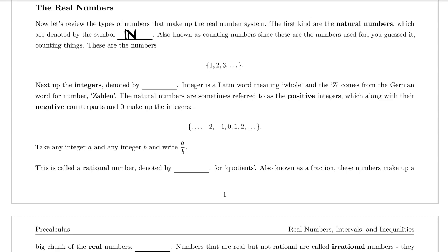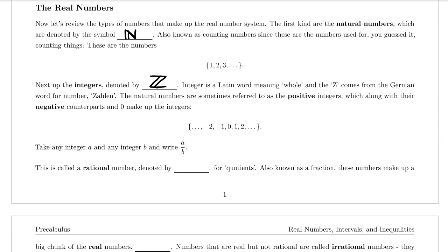Next, we have the integers, denoted by what looks like a capital Z with an extra bar here. Integer is a Latin word meaning whole, and the Z comes from the German word for number, which is Zahlen. The natural numbers are sometimes referred to as the positive integers, which, along with their negative counterparts and 0, make up the integers. So the integers, again, are all positive and negative whole numbers, and also 0. 0 is neither positive nor negative. That is something to keep in mind.